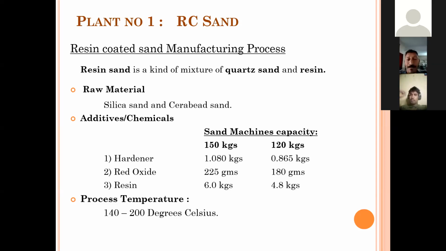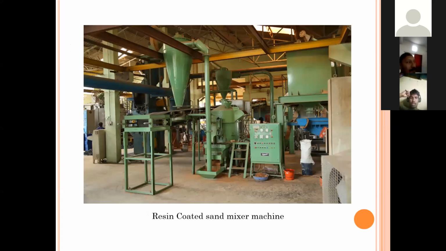Okay, then if your machine capacity is 120 kg, the hardener is used to harden the sand, the red oxide is used to get a smooth surface finish, and the resin is used for bonding between the two sands. It means the bonding capacity of the sands increases, sir. The entire coated mixture is heated to around 140 to 200 degrees Celsius, sir.